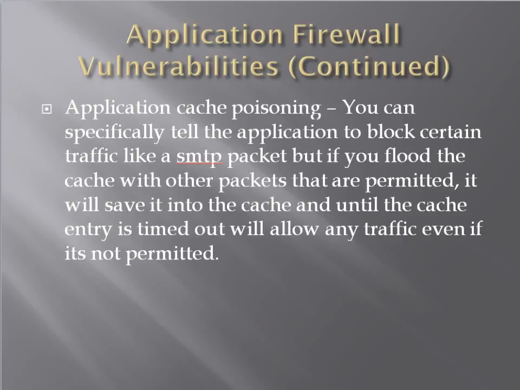Like, let's say you flood the cache with just regular HTTP packets, you just send 20, 30 packets. Even though the SMTP packet is blocked, since the HTTP packet is in the cache, the application firewall will allow even the SMTP packet to come in because the cache is open. Until that cache times out, any other packet could come in, even SMTP, which is blocked. This causes a real problem with an application firewall. That's another vulnerability it has. It will have to be fixed at a later time.